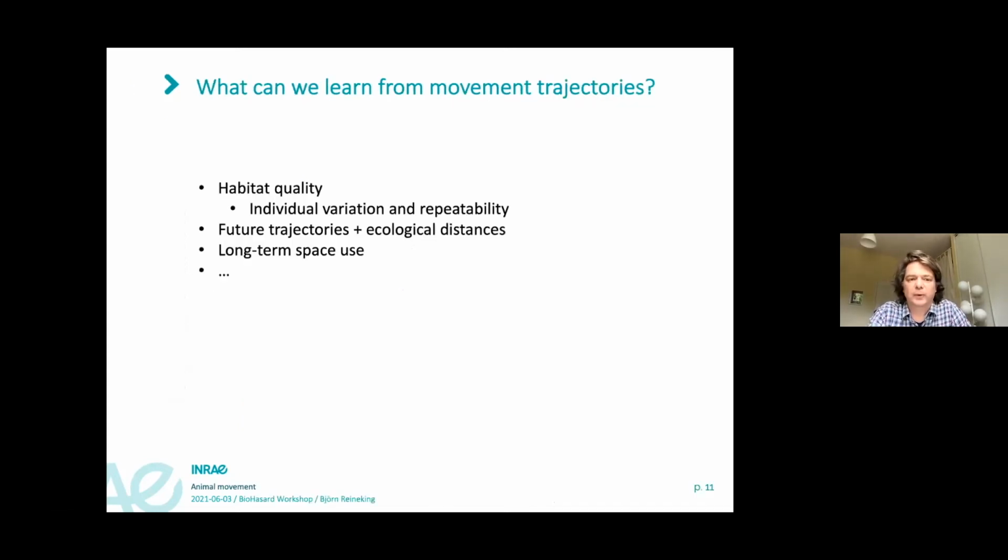So what is it that we can learn from movement trajectories? These are some of the things that we are interested in finding out about. First is habitat quality. What is a good habitat? One could assume that the animals have a tendency to move to habitats that are favorable.